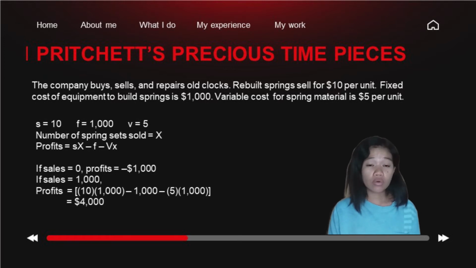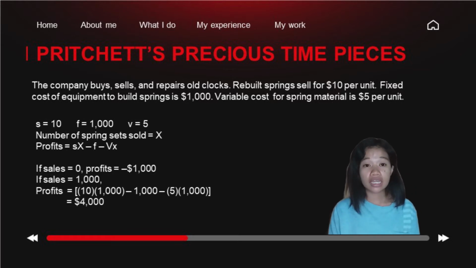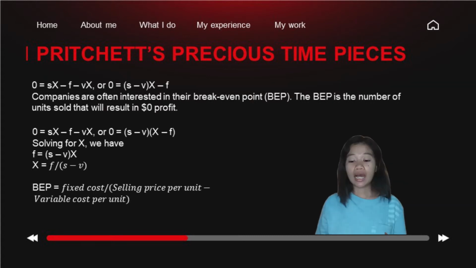If sales equal 0, the profit equals negative $1,000. If sales equal 1,000, the profit equals 10 times 1,000 minus 1,000 minus 5 times 1,000. So the profit is $4,000.